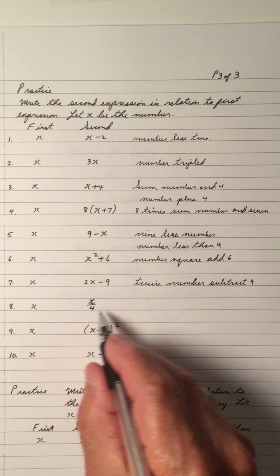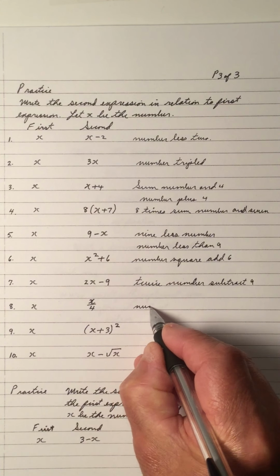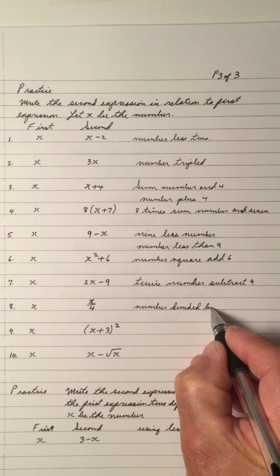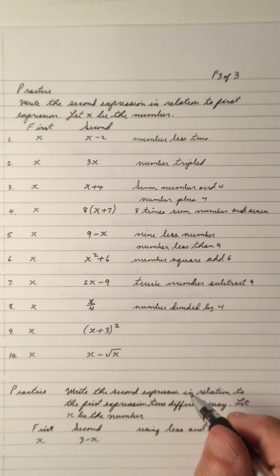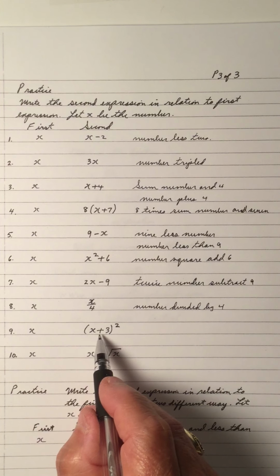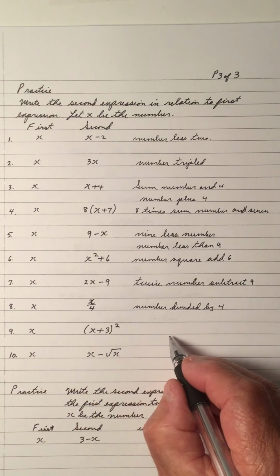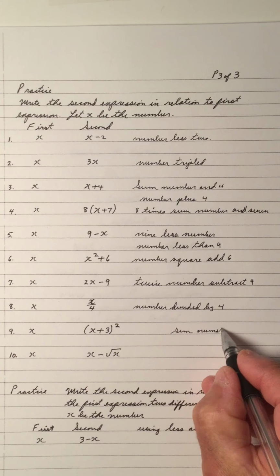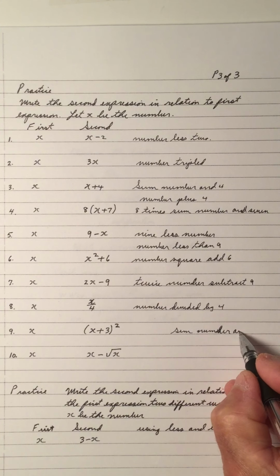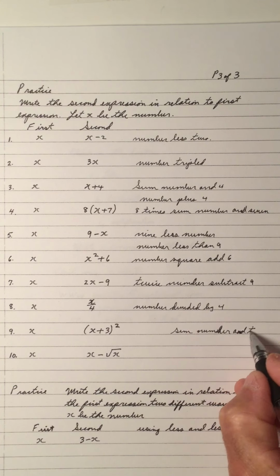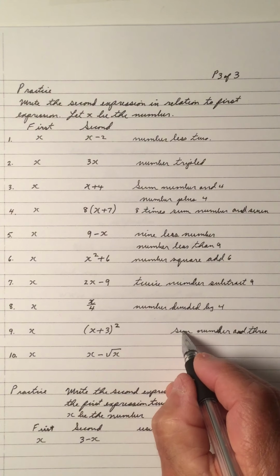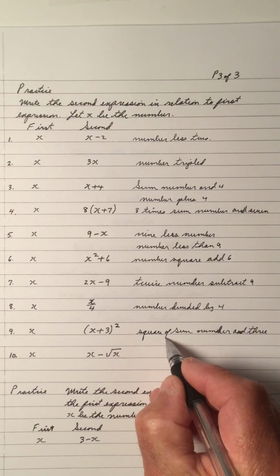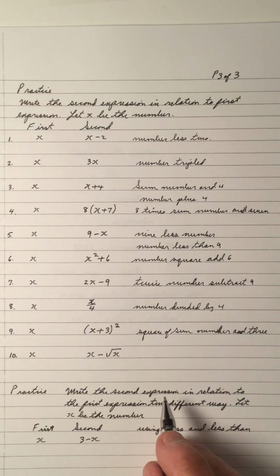You could say minus 9, either or, whatever you want, but twice the number. And 8 is the number divided by 4. Or 1/4 the number if you want. Number 9, looks like you got a sum. Let's see, I got the sum of the number and 3. And we're squaring that, so that's the square. The square of the sum of the number and 3.